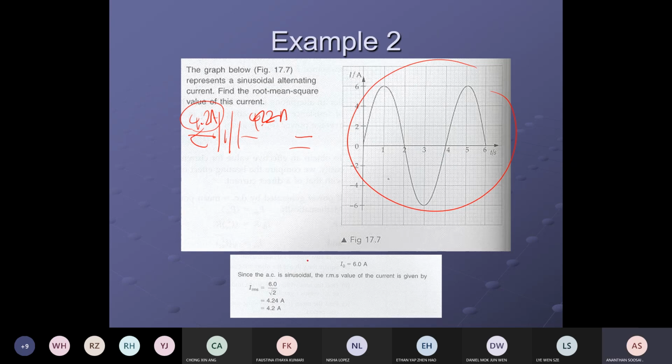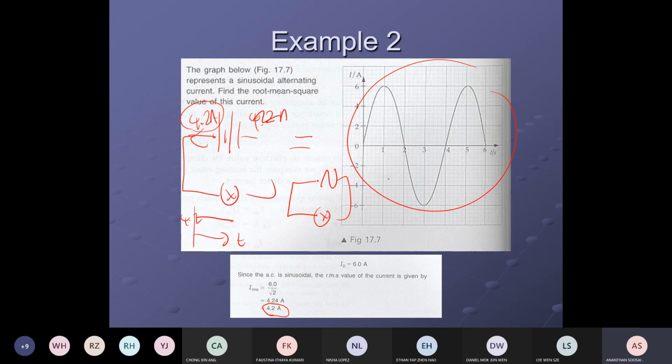Another thing you need to remember, if you give a direct current of 4.2 ampere flow to the light bulb, for direct current, 4.2 means the entire duration the current will be 4.2, never fluctuate, fixed 4.2. But if you use an alternating current to get the same brightness for the light bulb, you need to give an RMS value of 4.2. To get the normal brightness, the RMS value should be 4.2.